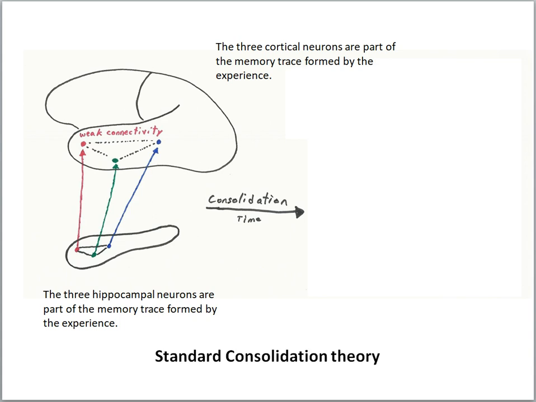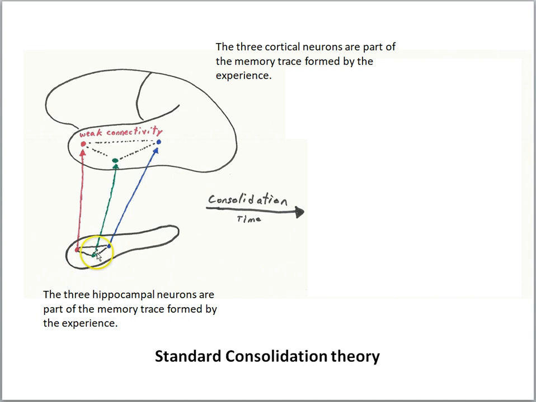In this lesson, we'll use diagrams to try to help us understand a bit more about the details of this process. First, the standard consolidation theory. Now, this has been challenged recently, but it's a good place to start. So let's say here we have our hippocampus and the cortex, and this brain is undergoing some learning experience.